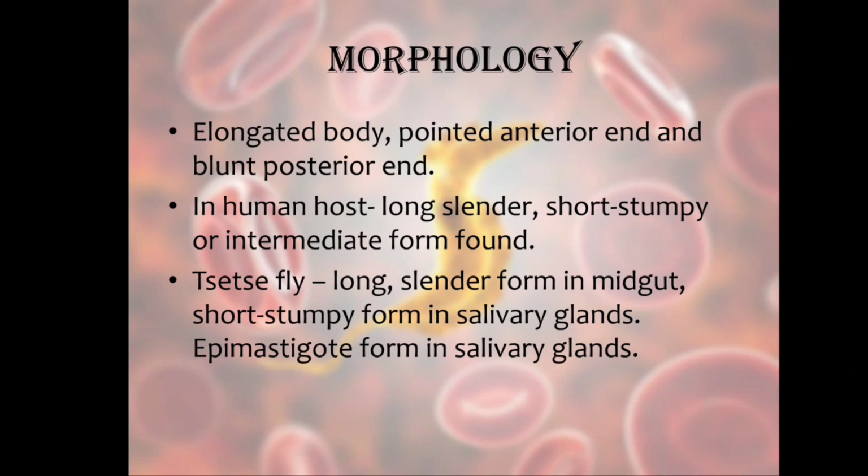And in the tsetse fly, which is its invertebrate host, the long, slender form is found in the midgut, whereas the short, stumpy form is found in salivary glands. Also, the epimastigote form is found in the salivary glands. We are going to talk about this in just a minute, so it will become more clear to you at that time.